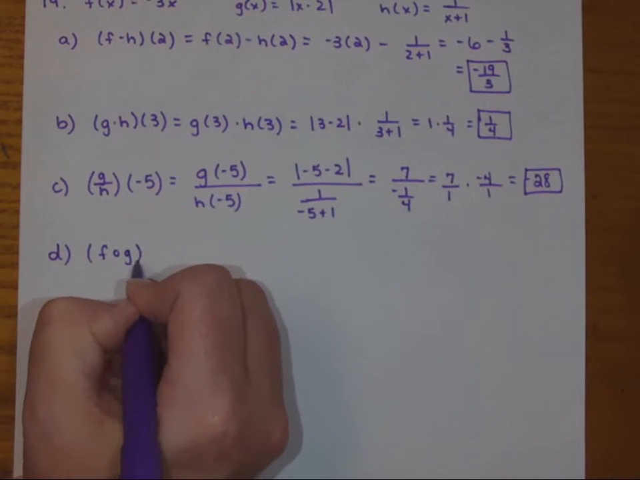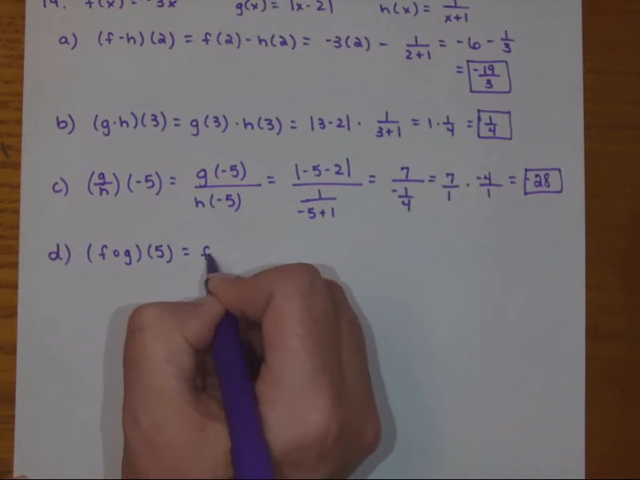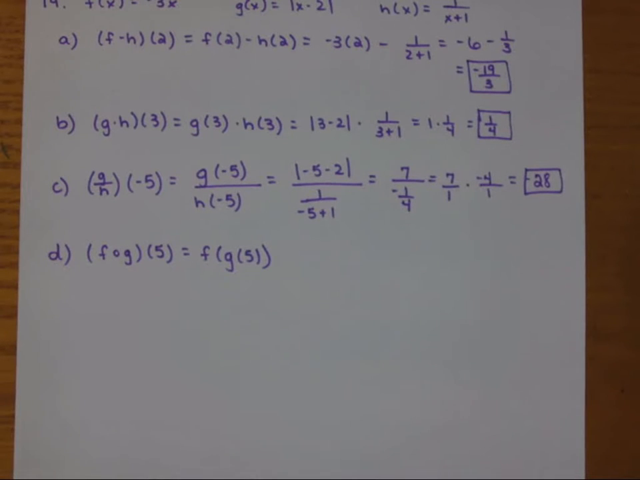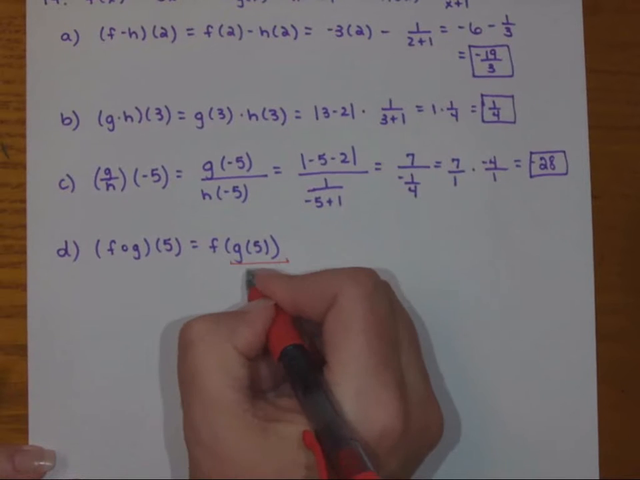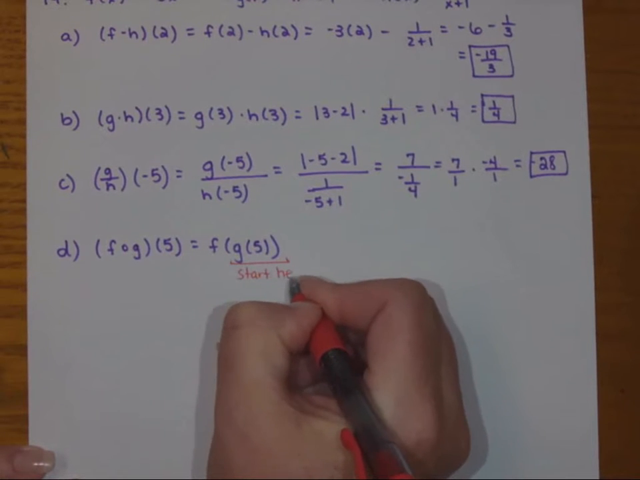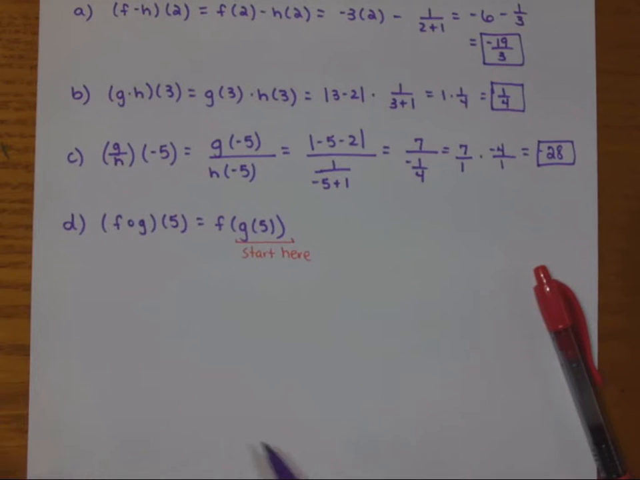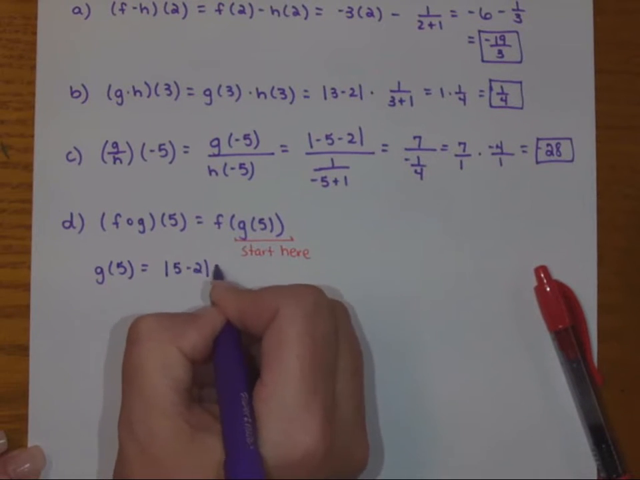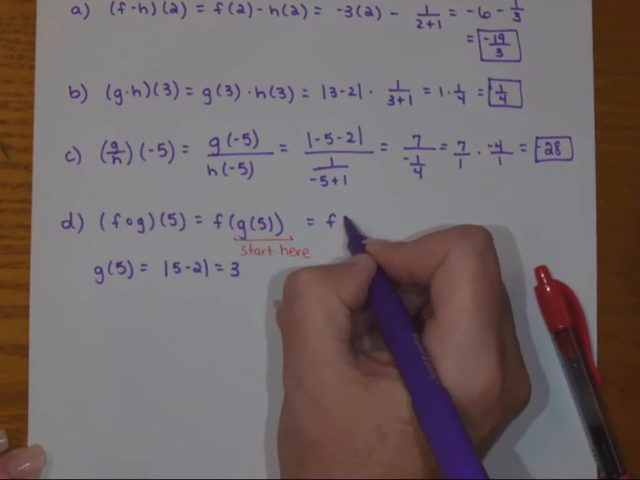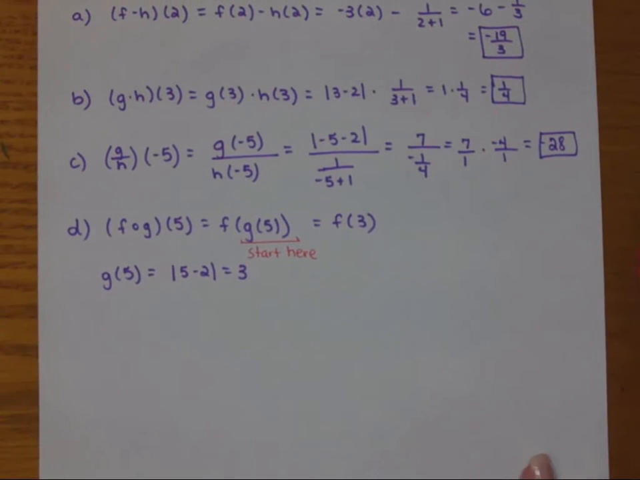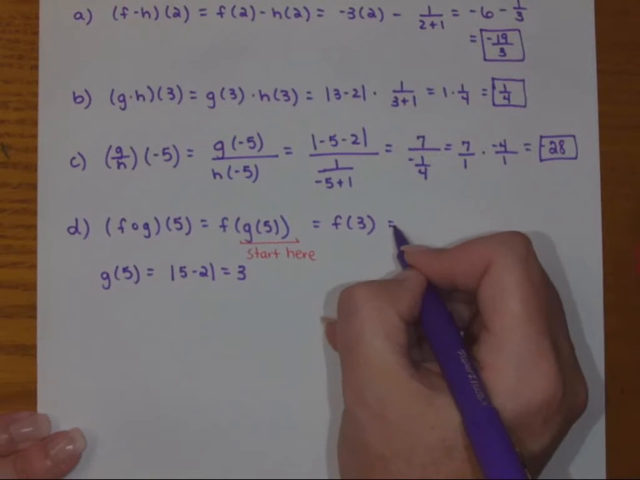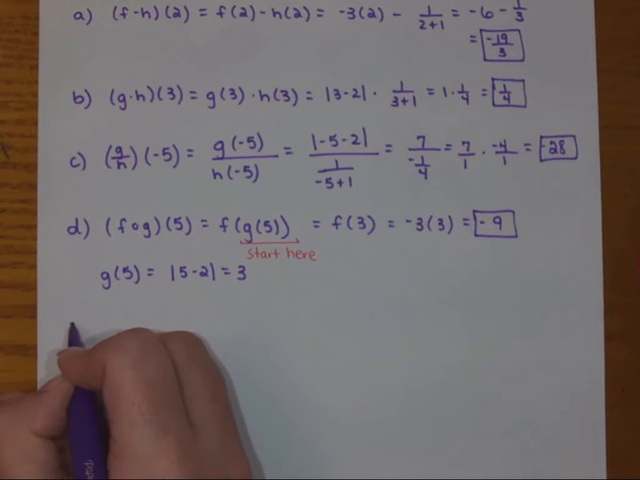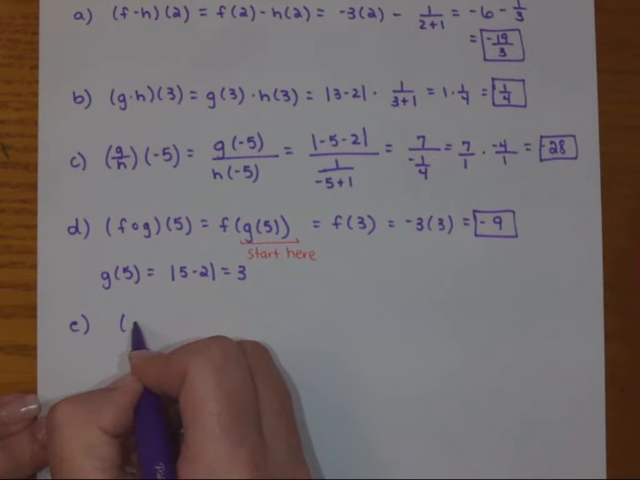Remember that this little open circle means composition, so this actually means f of g of 5. Okay, and we talked about this in class, but remember we always start on the inside. In other words, tell me what g of 5 is first, and then I'll use that. So g of 5 is going to be the absolute value of 5 minus 2, which is 3. So what I really want then is f of that answer, f of 3. Okay, and then that would be just negative 3 times 3, which is negative 9. So remember, with composition of functions, you always start on the inside and work your way out.